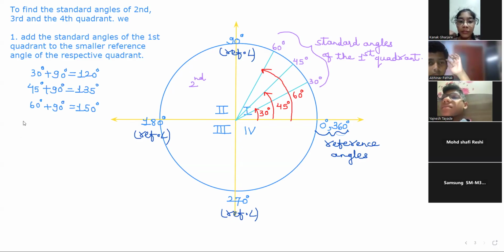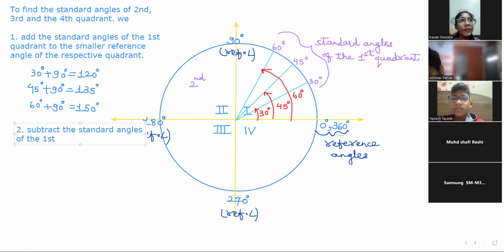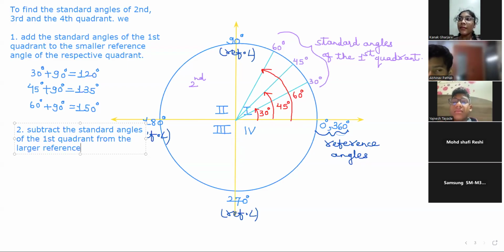Yes, sir. Now comes the second part of it. We can also find them using another method, and that is, second, subtract the standard angles of the first quadrant from the larger reference angle of the respective quadrant.